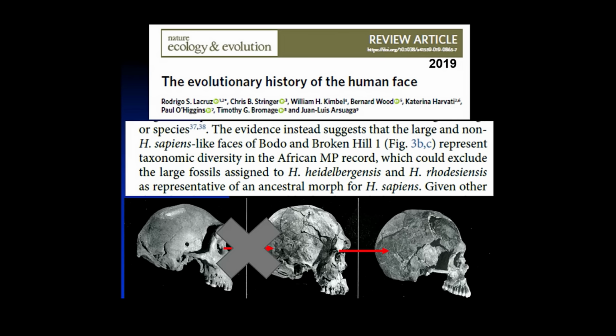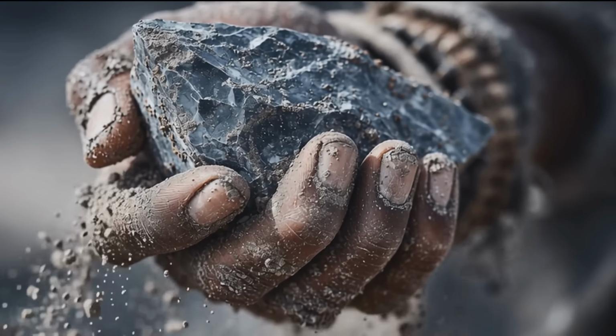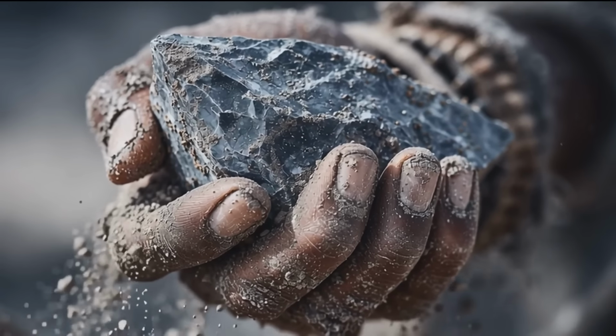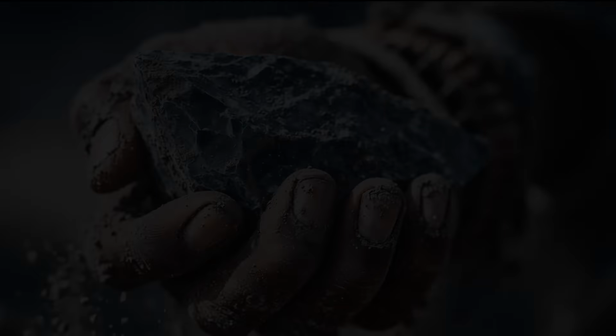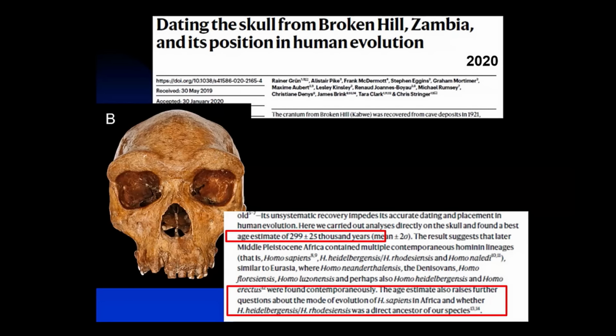Stringer's discussion of the Kabwe dating explicitly warns that the skull's young age raises further questions about the mode of evolution of Homo sapiens in Africa and whether Homo rhodesiensis was a direct ancestor of our species.